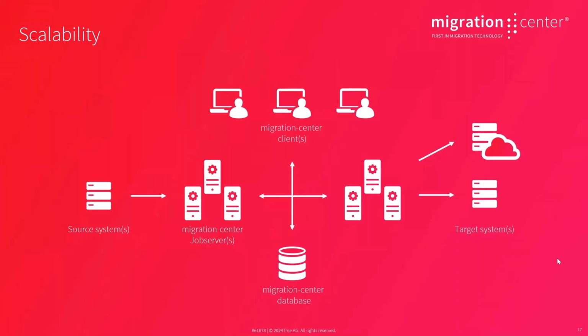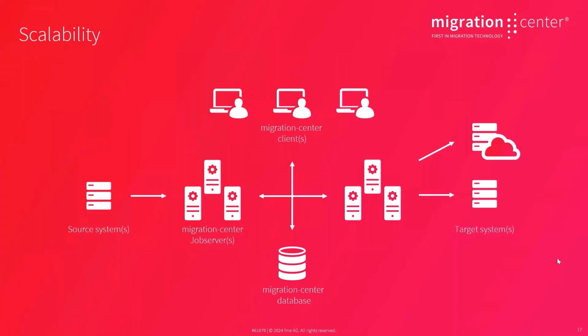In Migration Center, you can scale up the environment by adding job servers. In this example, you see 3 job servers on the left-hand side for scanning, for connecting to the source system and extracting the content. On the other side, you see, as an example, the importers, the job servers including the connectors and the importers to the corresponding target systems. This is unlimited, also by license. The license includes the scalability. It doesn't matter how many job servers you want to install.